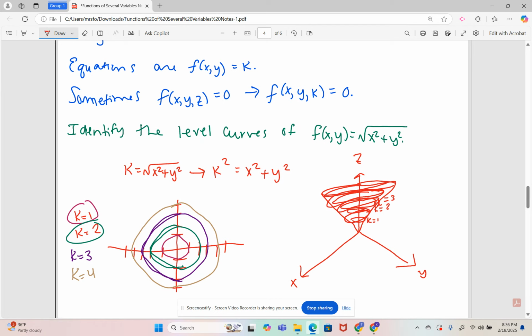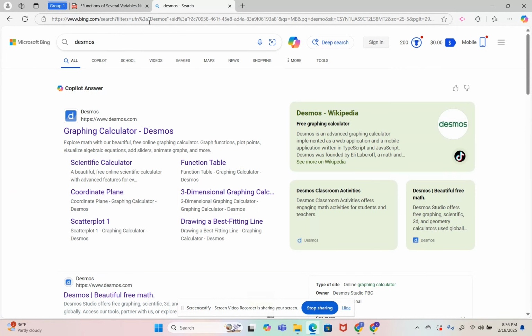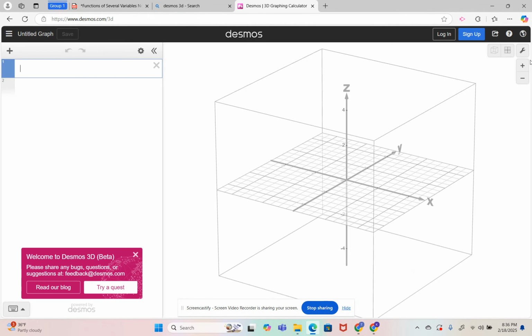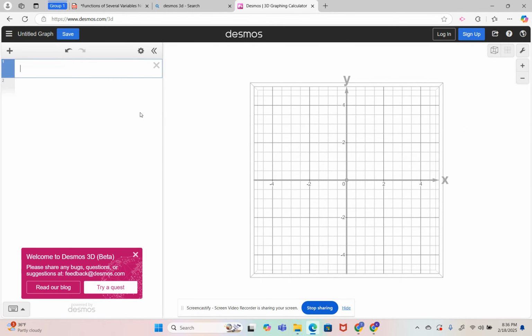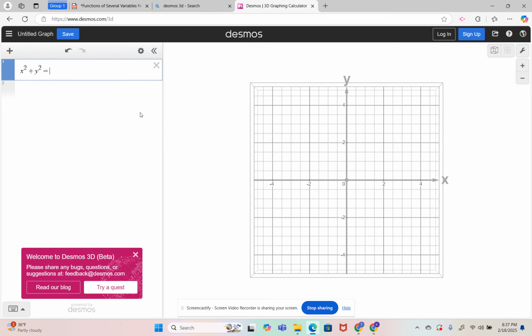You could put this in a calculator and look at the different pieces. Let me see if I can open the calculator. Sometimes when I try to open up a different thing, it'll cut off the recording, so I'm hoping it doesn't. Okay. Again, let me show you. We had x squared plus y squared equals 1.